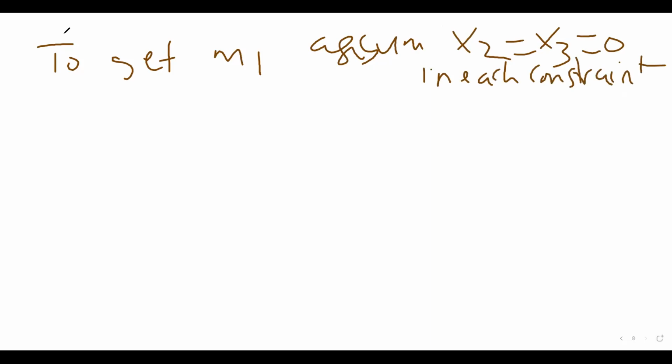So we need to get the two constraints, and wherever we see X2 and X3 in each of the constraints, we are going to equate them to 0. And then we will find the value for the X1 there.